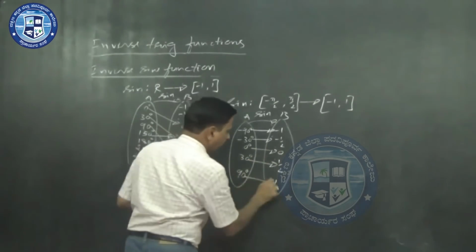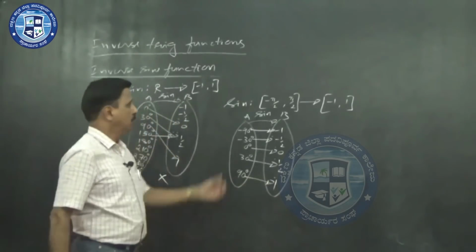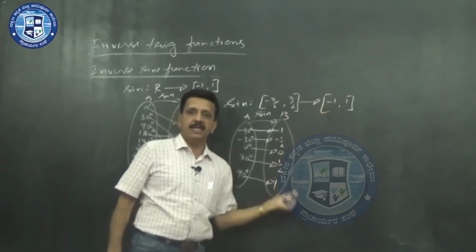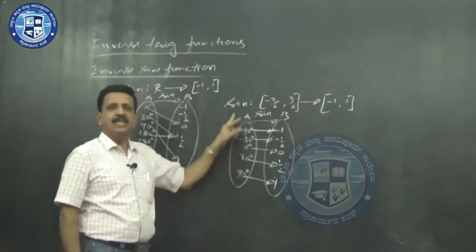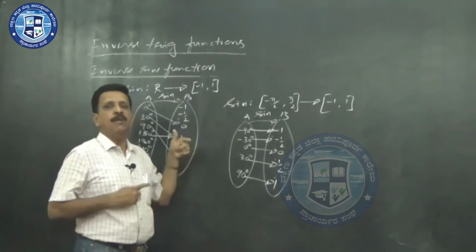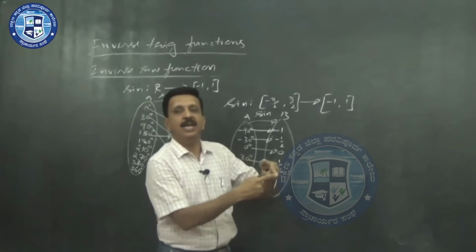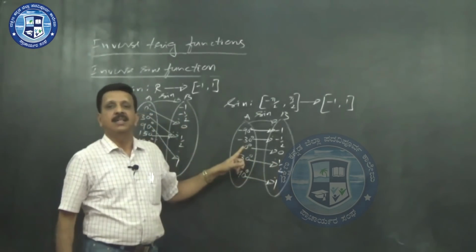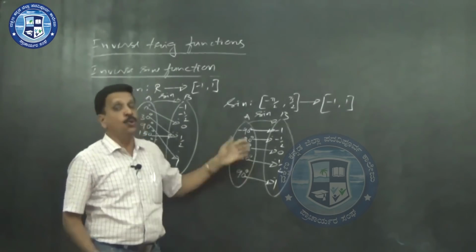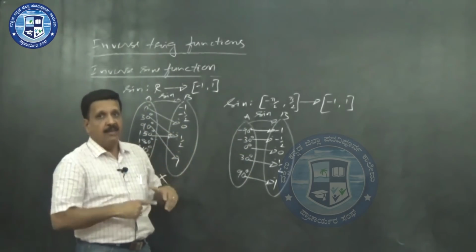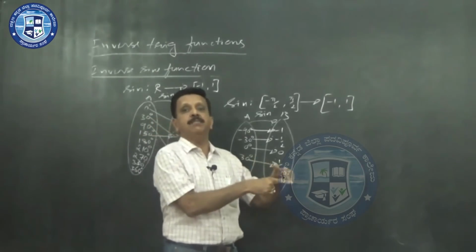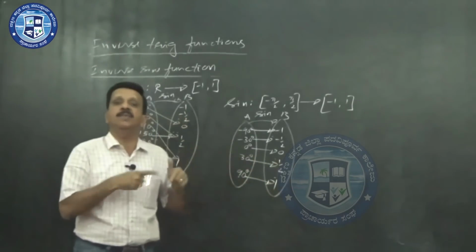Sin 90, 1. If you take set A like this and set B like this, any two angles in set A you take, the sine of those two angles will not have the same answer, which clearly says that it is 1-1. No two elements of set A will have the same image in set B, which clearly says that it is 1-1.